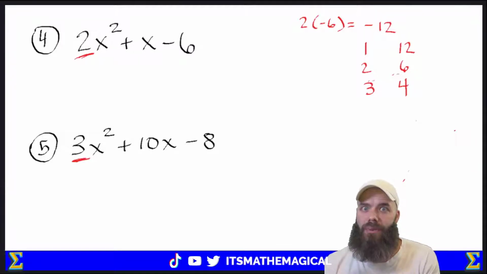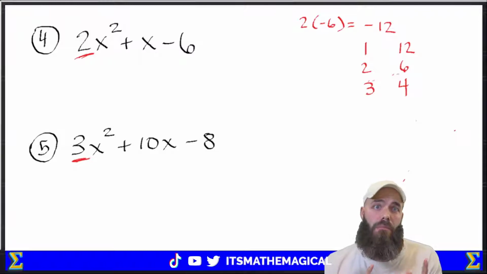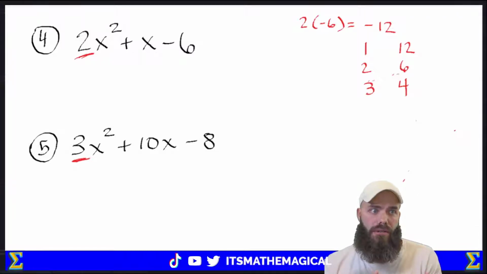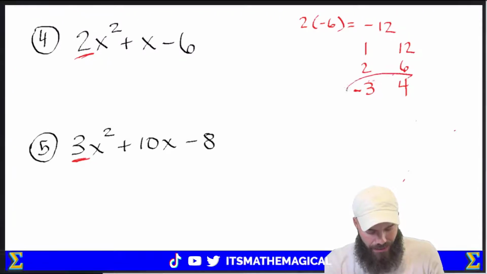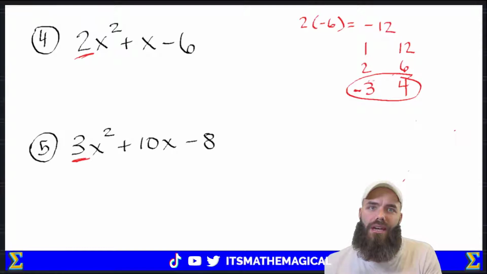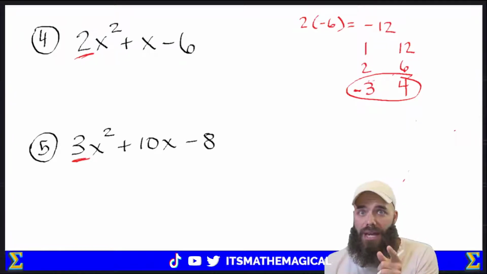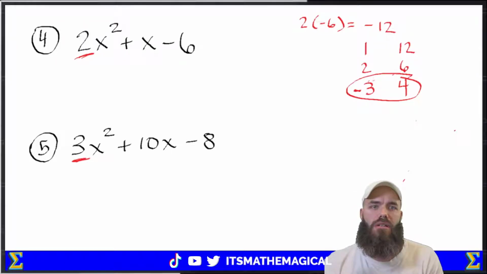So which one of these pairs can you add together and get +1? Well, let's combine the -3 and the +4. Guarantee if you multiply those together, you get -12, and if you add those together, you get +1.